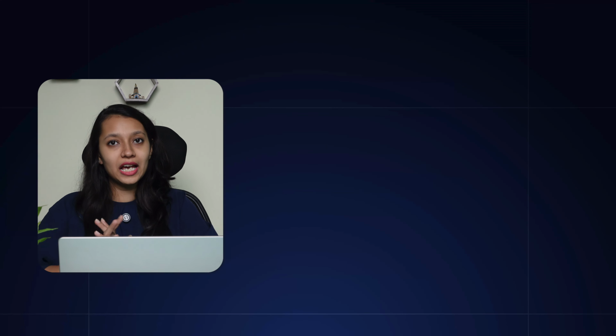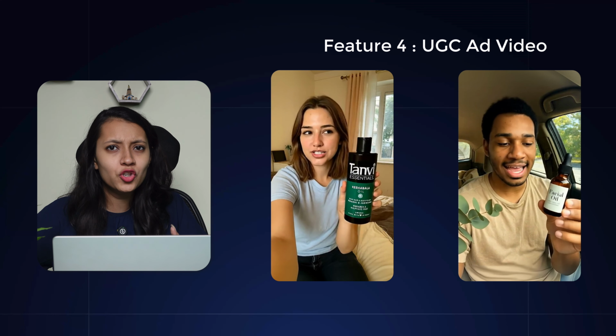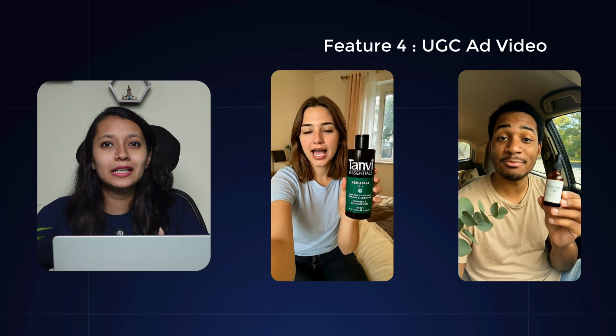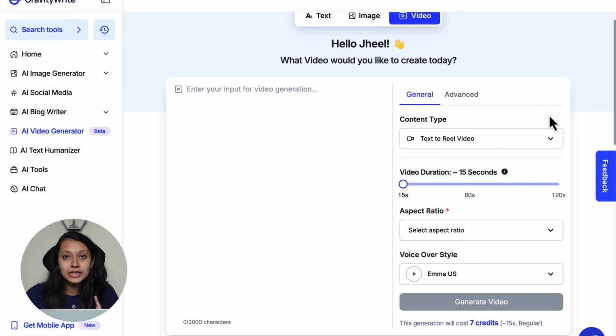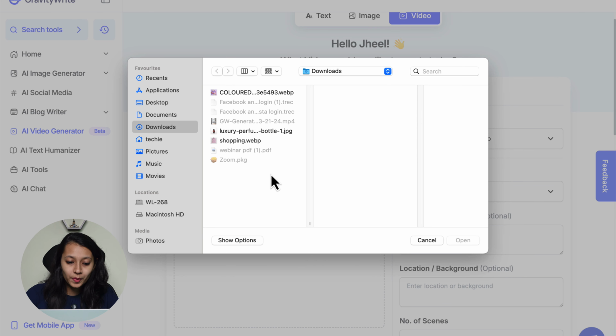Now at last, we have UGC ads. UGC means user-generated content. You might have seen them on Instagram. These are real people talking about products in a natural and relatable way. You can create this kind of videos with this tool. All you need to do is select the content type as image to UGC ad video. Drop your product image.